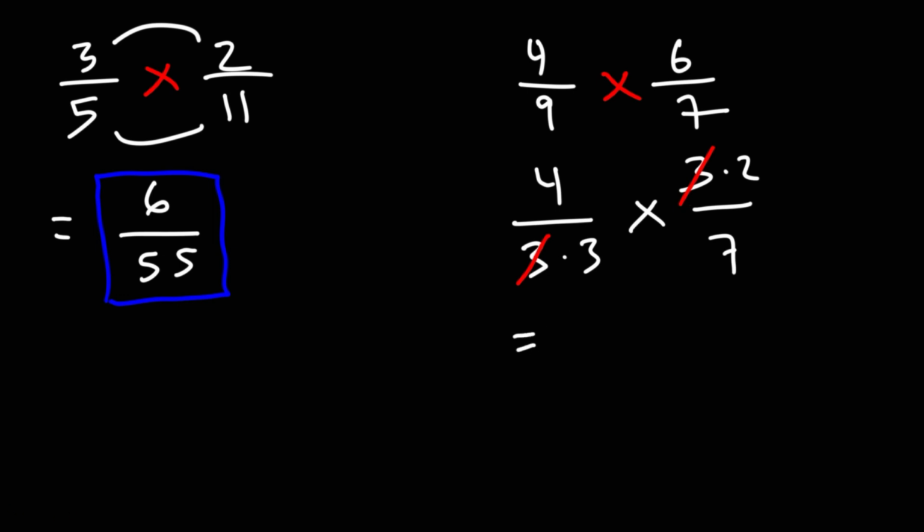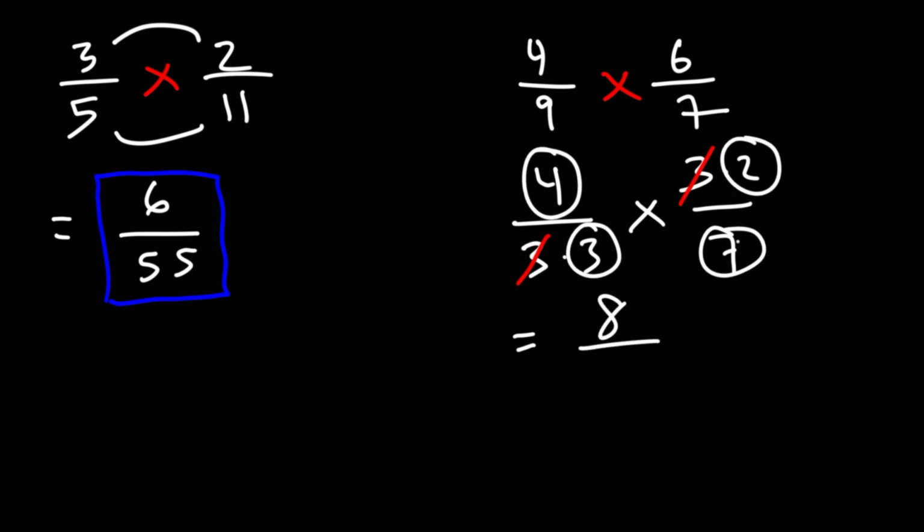After canceling, you want to multiply across. 4 times 2 is 8, and 3 times 7 is 21. So the answer for this example is going to be 8 over 21.